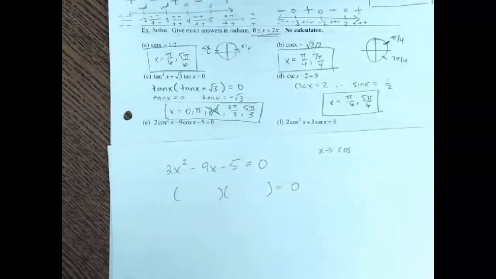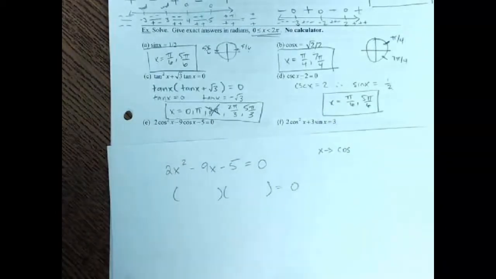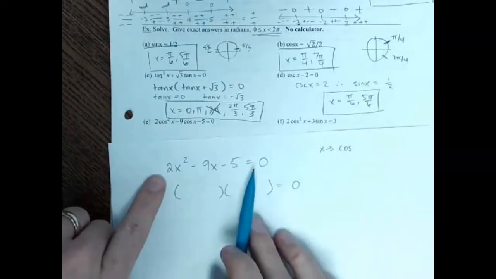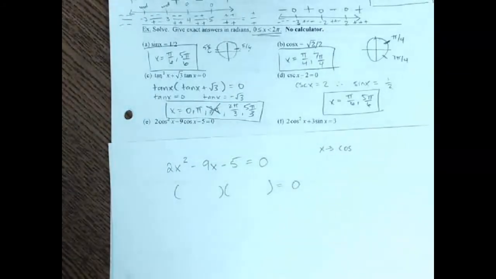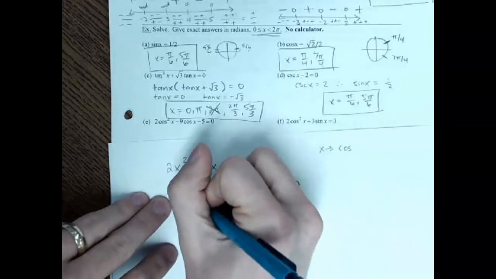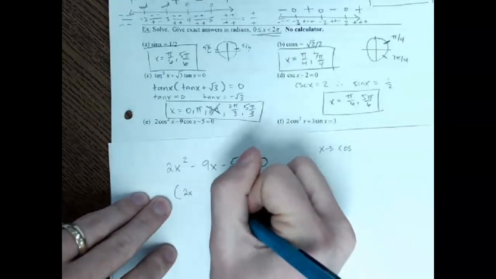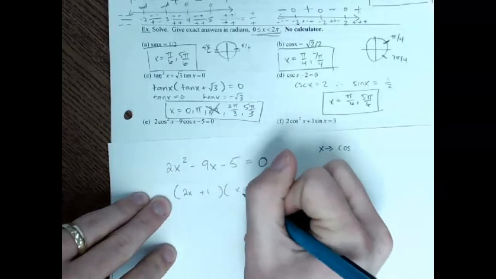Now this is all kind of extra. You don't have to do this. If you can factor it while it's in cosines, that's all well and good, and I hope we can all get to that point. But if you need to switch it over to x's so you can see how it factors, that's perfectly fine. I believe this one is going to factor 2x plus 1 and then x minus 5.